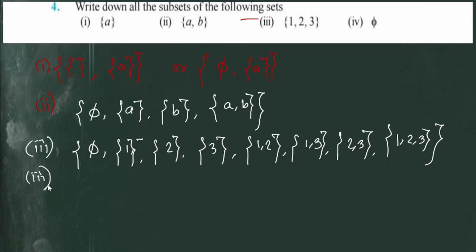Next, third. Here phi is itself an empty set. So how can you write subsets? It has no subsets.